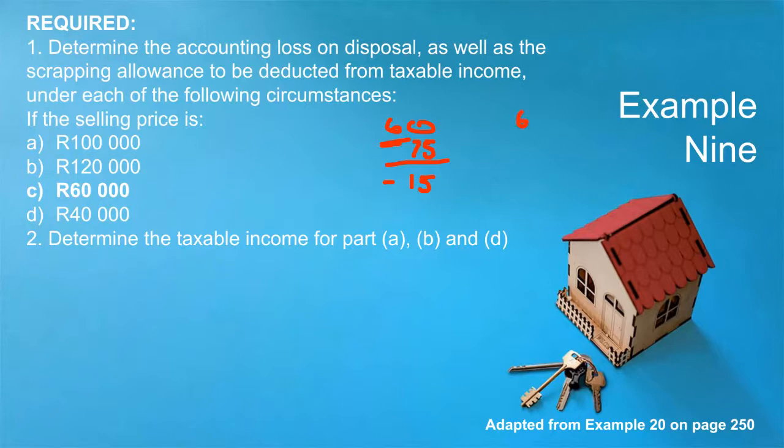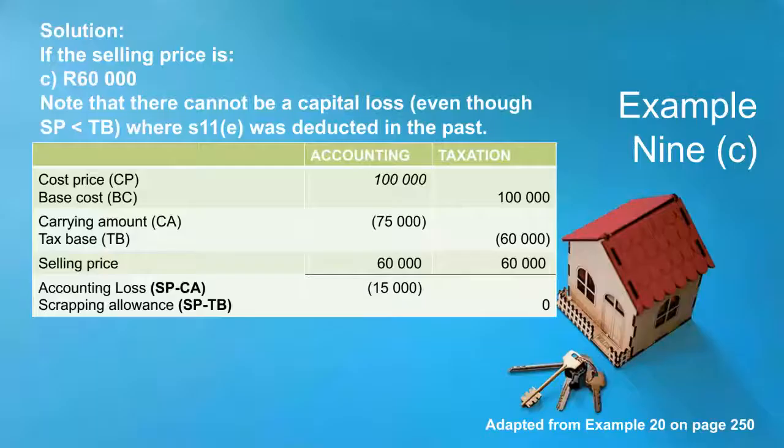On the tax side, we need to change our colors. On the tax side, the selling price is 60,000. The tax base is going to be 60,000. So we have a situation where we've sold it for nil, or the effect of the sale is going to be nil. Right, so that's what that looks like.